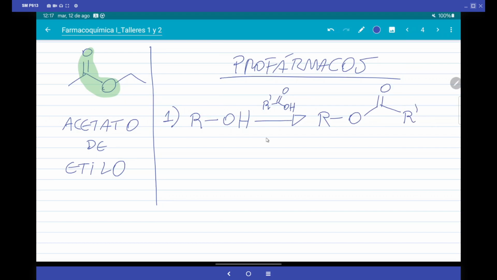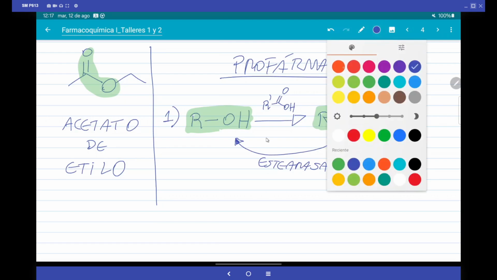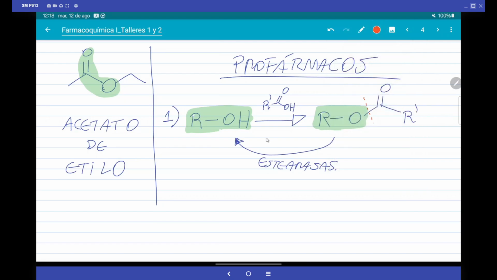So it is masked. Do not forget the first part is the pharmacological part, so I'm going to mark in green the drug of interest. And now here it is masked. The process is going to be reversed at the biological level, because there are enzymes in the blood plasma called esterases. There are plasma esterases and there are hepatic esterases, and precisely what they do is break the esters. So by breaking there, we regenerate the alcohol within the organism.